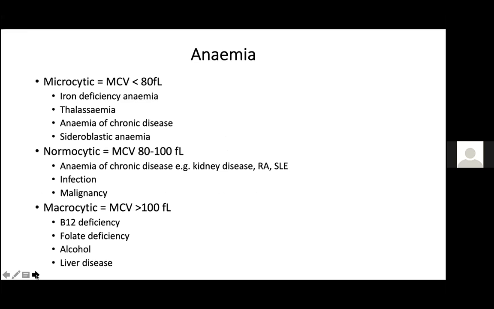So let's remind ourselves of the causes of different types of anemia. So she has a microcytic anemia. So causes of a microcytic anemia are things like iron deficiency anemia, but can also be caused by things like thalassemia, anemia of chronic disease, and sideroblastic anemia. If she had a normocytic anemia, we might think about things like anemia of chronic disease. So when I say anemia of chronic disease, I mean things like kidney disease, rheumatoid arthritis, lupus, any other autoimmune conditions, infection, malignancy. A macrocytic anemia, that's typically caused by B12 or folate deficiency, but we also see this in people with alcohol problems and liver disease.